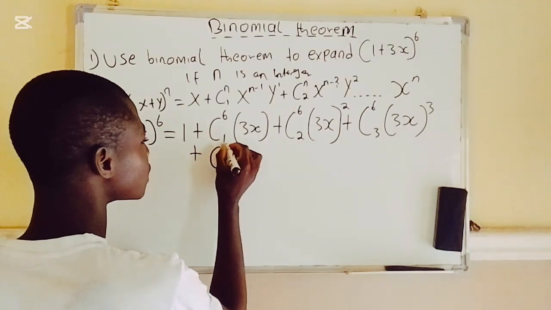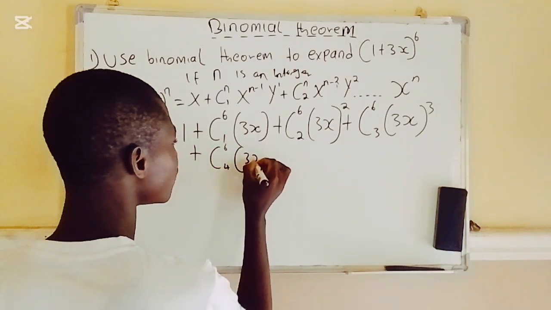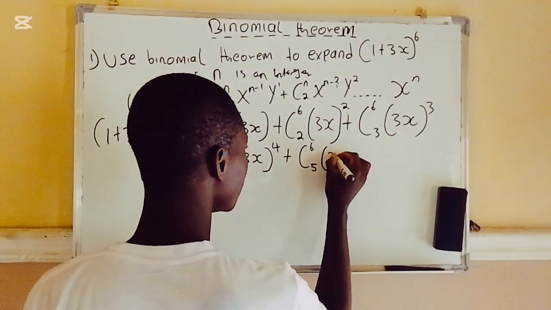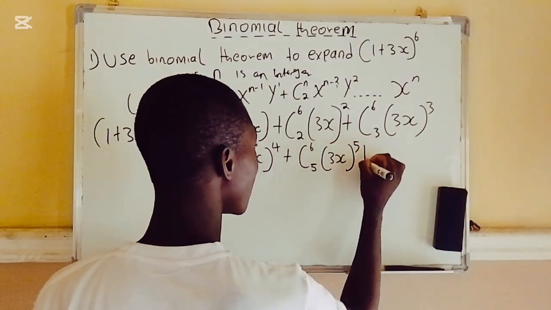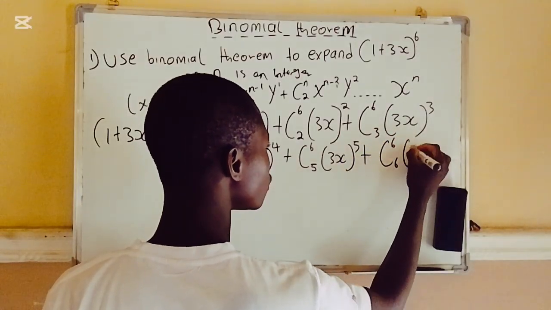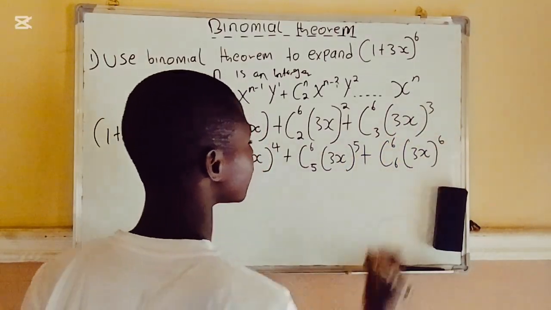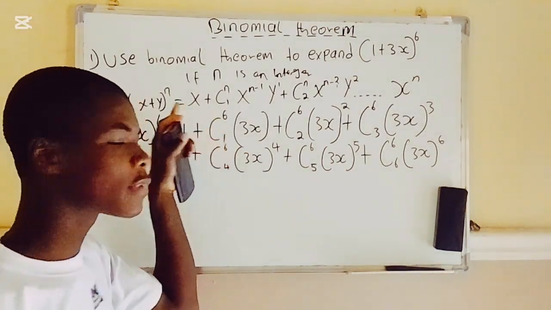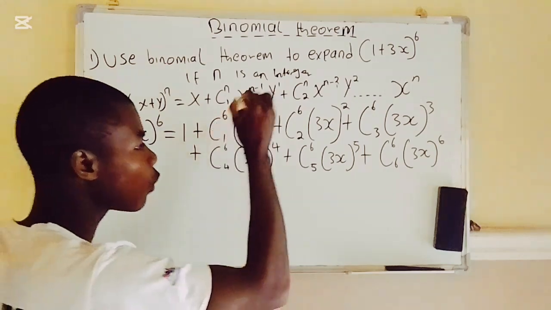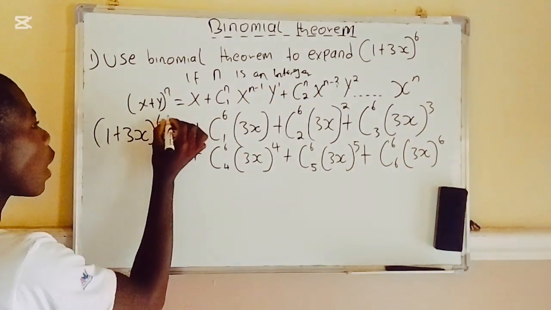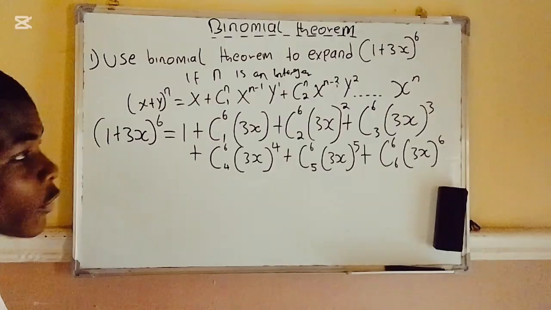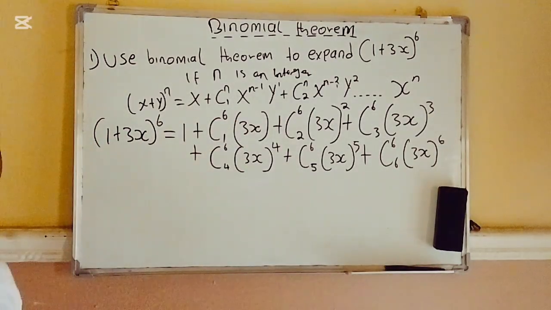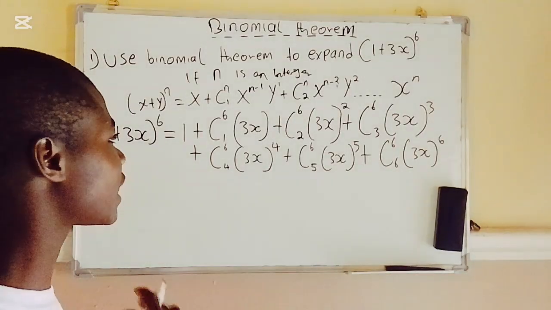Again, plus C(6, 4) into (3x) raised to the power of 4, plus C(6, 5) into (3x) to the 5, plus C(6, 6) into (3x) to the 6. So you are going to do it for r from 1 to 6, because the power we are given is 6. Let me show you how you can find the combination of each. We can use the calculator to make it easy.